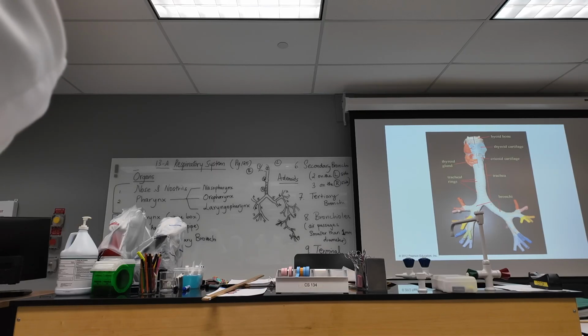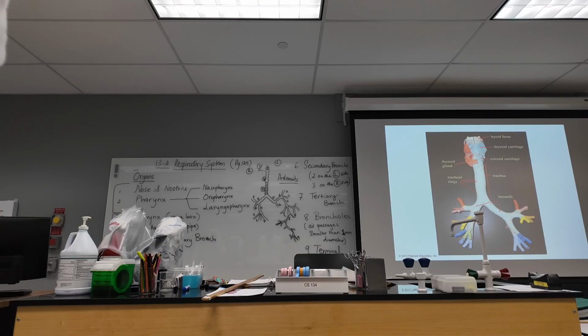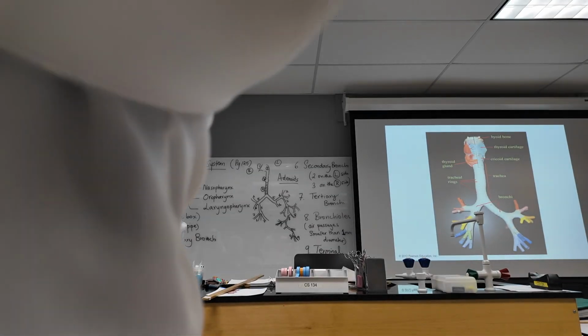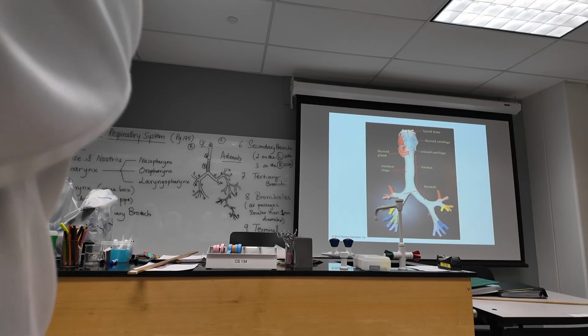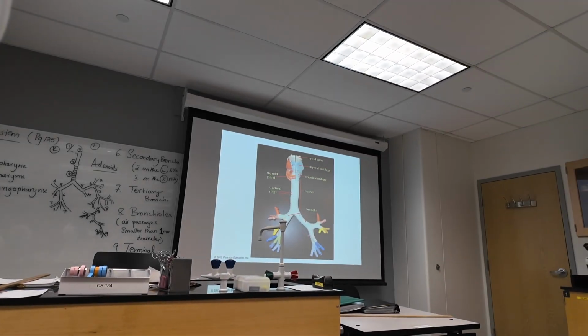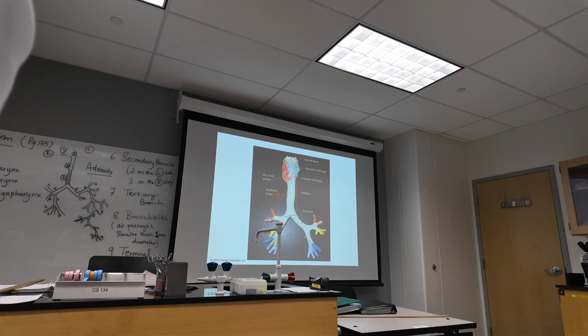If there was cartilage here, would the esophagus be able to expand smoothly when you swallow? No. So the reason why the trachea has C-shaped cartilage is to allow the esophagus to expand or open up during swallowing. Otherwise, you won't be able to. So yes, you need C-shaped cartilage for allowing the esophagus to open up when you swallow.